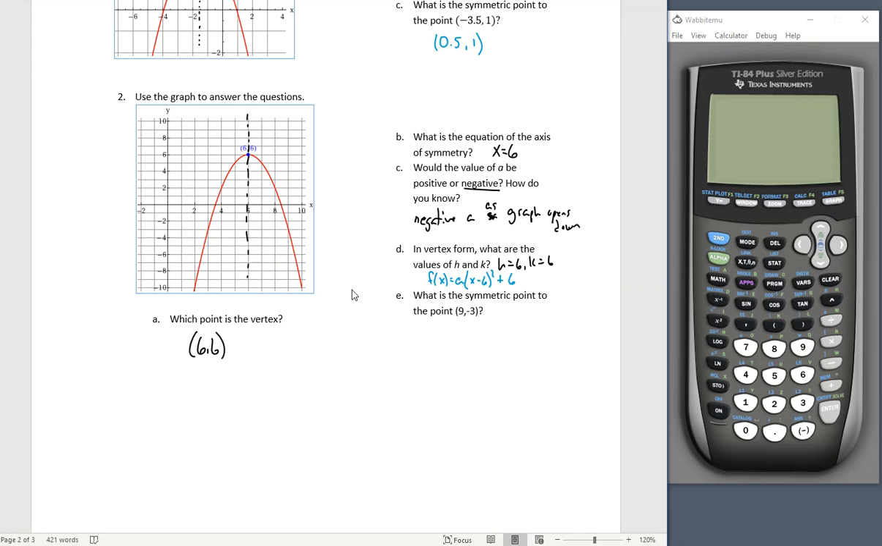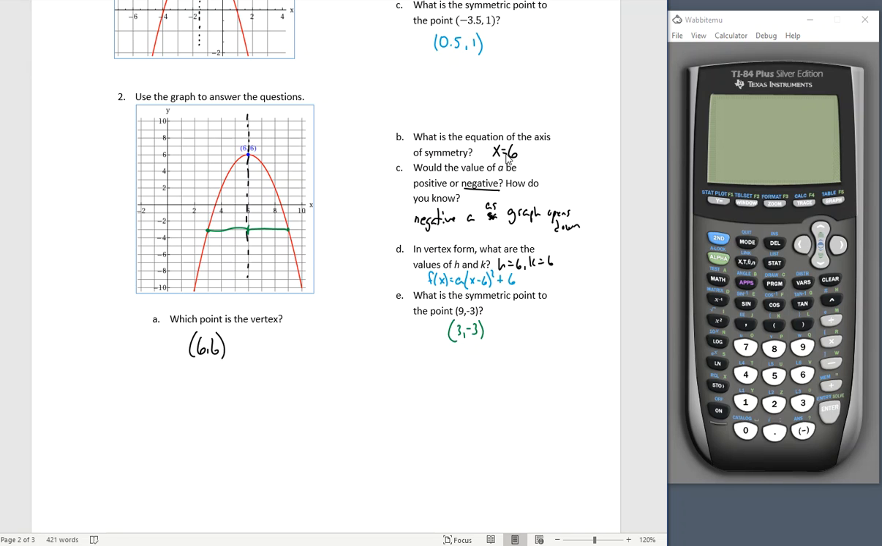And what point is symmetric to the point 9, negative 3? Here's 9, negative 3. The exact same distance away on the other side of the parabola is the point, it looks like it's 3, negative 3.